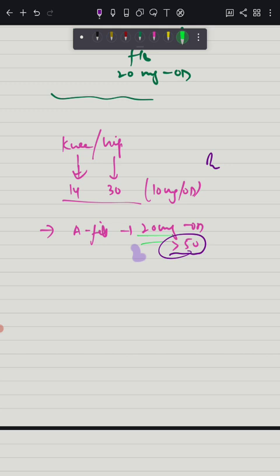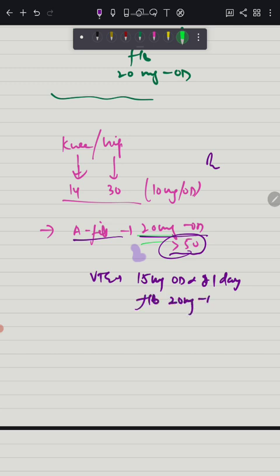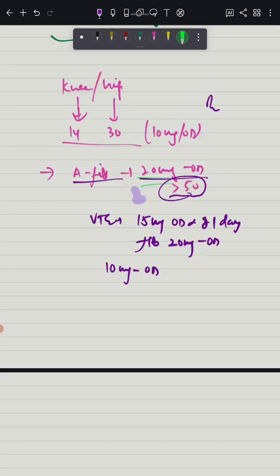So AFib treatment is 20 mg OD, VTE is 15 mg BD for 21 days, followed by 20 mg OD, and DVT prophylaxis is always 10 mg OD. Sorry, this is 15 mg BD for 21 days, followed by 20 mg OD. So for the initial days the dose is high, 30 mg for the initial 21 days, then followed by a low dose of 20 mg OD.